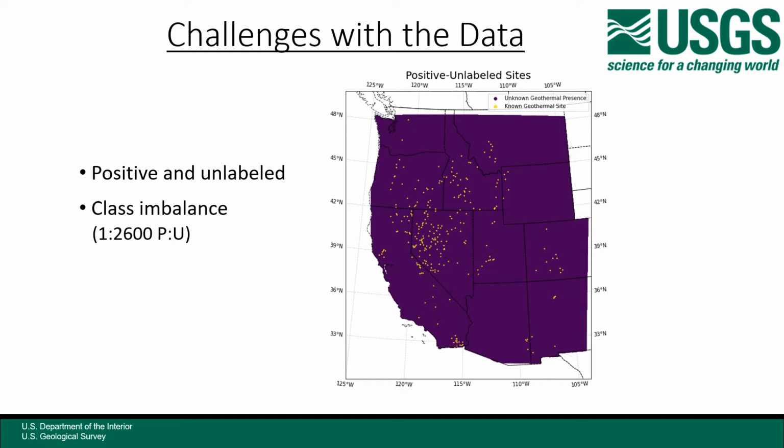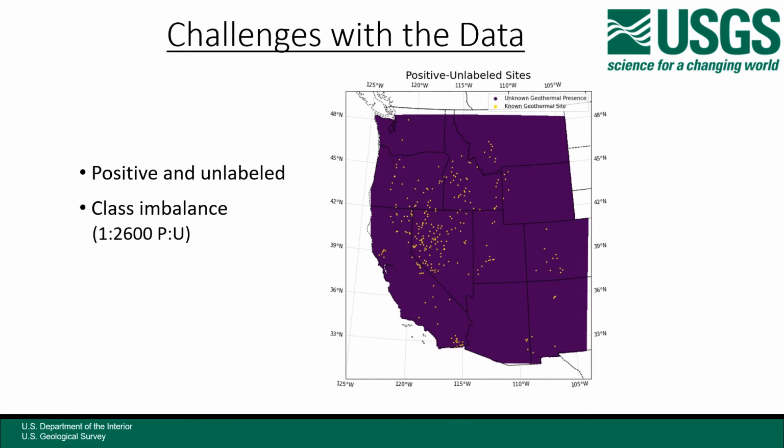And each cell had a label. Either it had a known geothermal system, a positive, or it was unlabeled. We don't know if there's a geothermal system there. This creates a unique type of data in machine learning called positive unlabeled, or PU data. And it's not typical in machine learning. Typically, machine learning uses something called positive negative data. And the thing is that PU data presents its own challenges, which we're actively working on addressing.